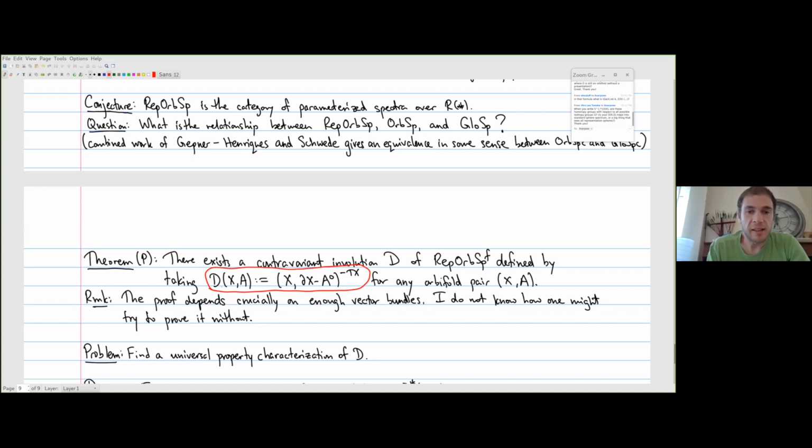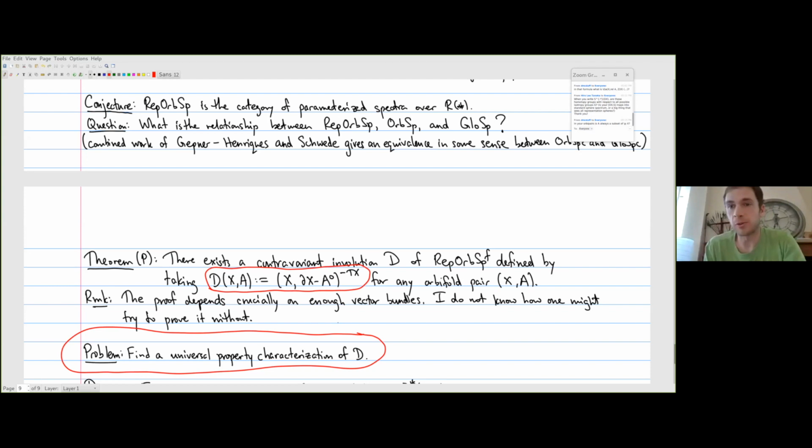And another, perhaps more interesting question is to find the universal property characterization of this duality. It's a really nice thing to have. It's a category with an involution. It has to satisfy some nice universal property, but I don't know one that it does. It does not satisfy the same universal property.